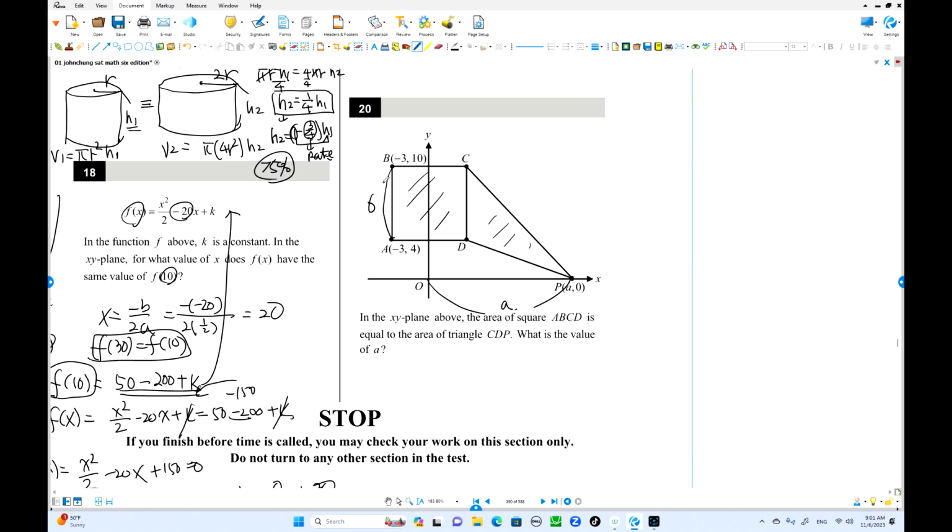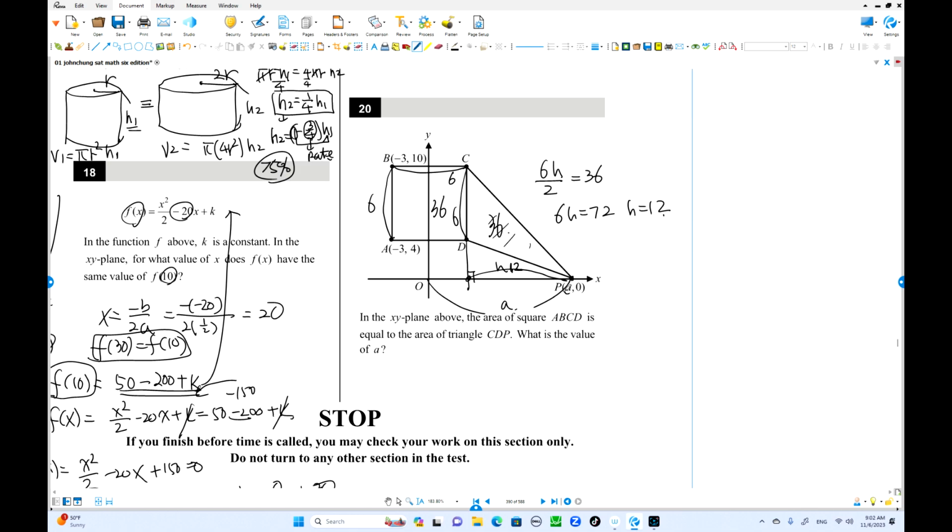10 minus 4. So this is just 6. The area of this square is 36. This also 36. This is the base, also 6. Where is the height? This is the height. So 6 times height divided by 2 is 36. 6h is 72. Actually, h equals 12, right? From here to here, that is 12.